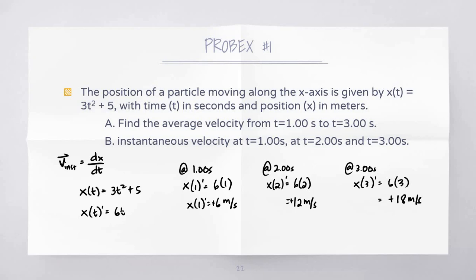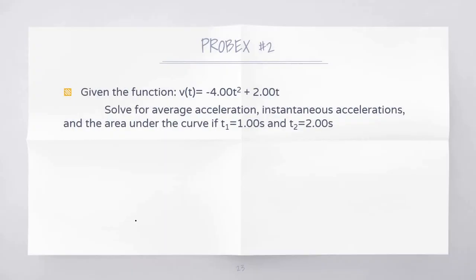Alright, so that is our example problem number 1. I hope that in finding the average velocity and the instantaneous velocity, everything is clear. Okay, so now let's proceed with example problem number 2. As for example problem number 2, the given function is the velocity with respect to time function.